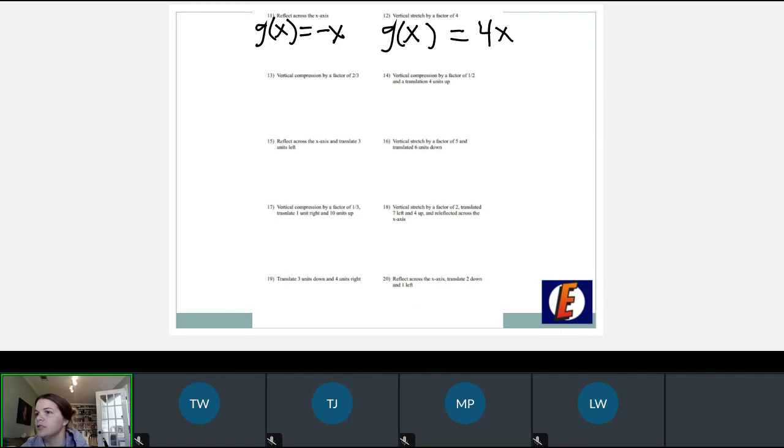All right, what if we want to do more than one translation? Let's look at number 17. So g of x equals, and I'm going to leave myself some room here. A vertical compression by a factor of 1/3. Okay, so I know that 1/3 is going to go out in front.